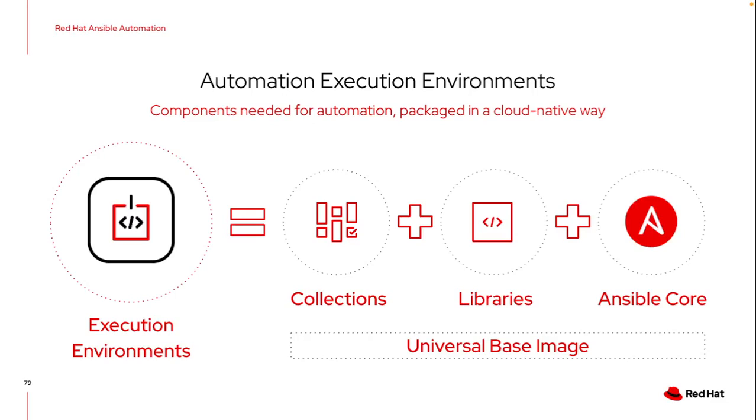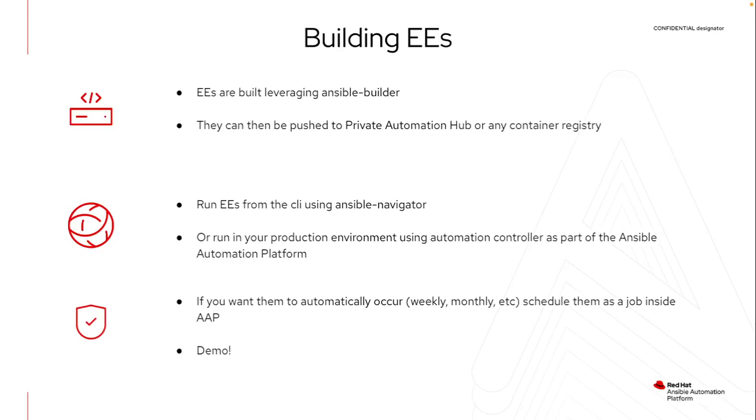So I leverage that heavily today with my development server. I build my execution environments, push them into Private Automation Hub, and then leverage Ansible Navigator to test them, verify all my playbooks work, and then that exact same execution environment ends up in Automation Controller, so I know that what worked from the command line will absolutely work inside my automation platform. So building execution environments, because they're very difficult to use unless I build them.